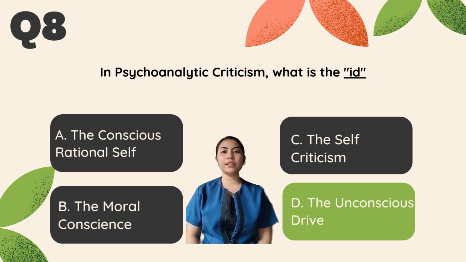The correct answer is letter D. The unconscious drive operates on pleasure and desire. For our rationalization, letter A, the conscious rational self, is the ego. The moral conscience is the superego. And the self-criticism is also the superego.